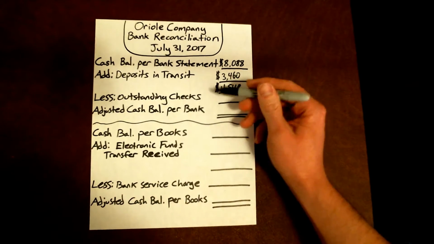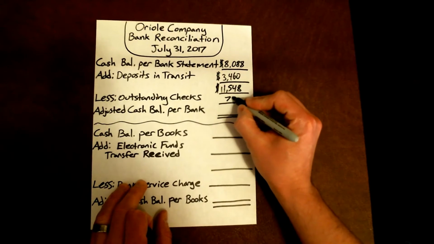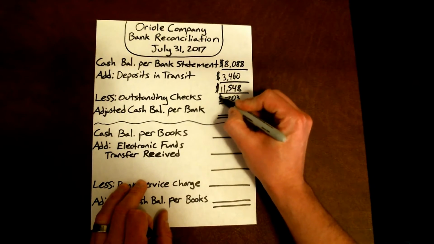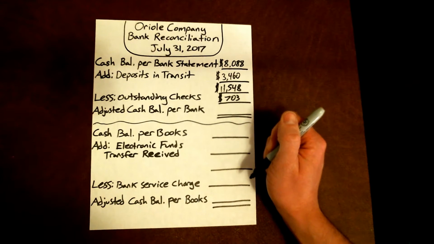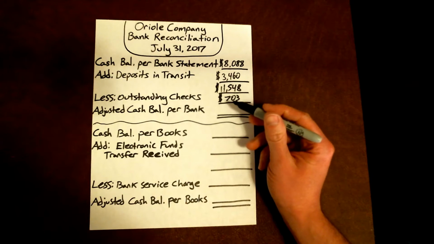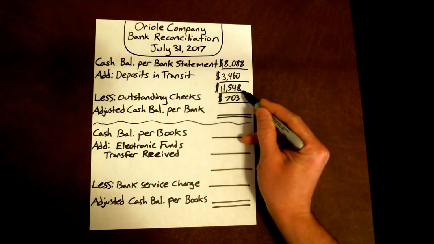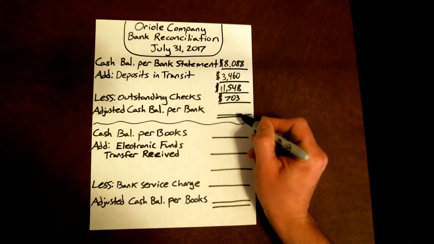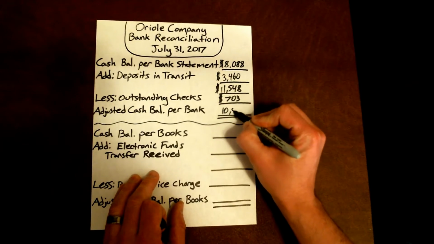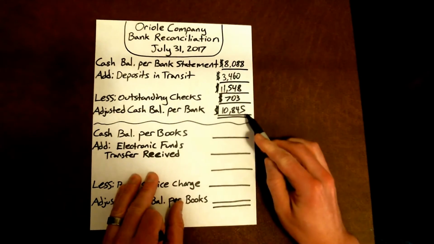So we listed our items that increase the bank statement. Now we can list items that will decrease it. That item is number 6 on our list. $703 in outstanding checks. These are checks that Oriole Company has written and given out that have yet to be deposited by the recipients of those checks. Since that cash has not yet left the bank account, we need to reconcile it here by stating that our subtotal of $11,548 should be less $703 due to outstanding checks. This will give us a new total of $10,845, which is our adjusted cash balance per bank.